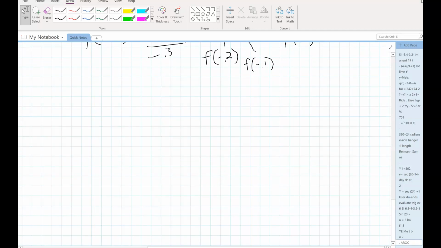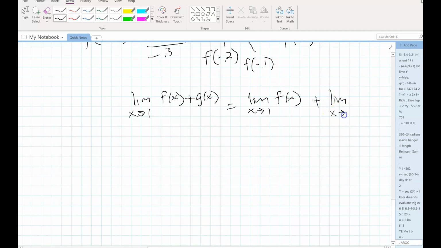Again, there's a rule sheet in the Canvas that talks about the way limits behave, so make sure you pay attention to that. It talks about like the limit of f of x plus g of x as x approaches 1, let's say. So there's basically some rules about how things like this behave. Anyway, there's several rules like this that tell you how limits of functions behave.